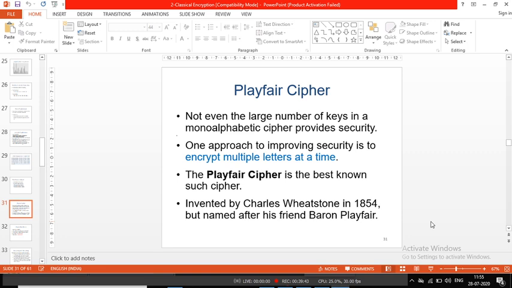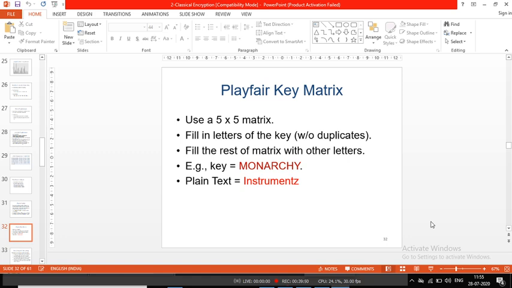Okay, so now the Playfair cipher. In this Playfair cipher, again, you have some basic rules.